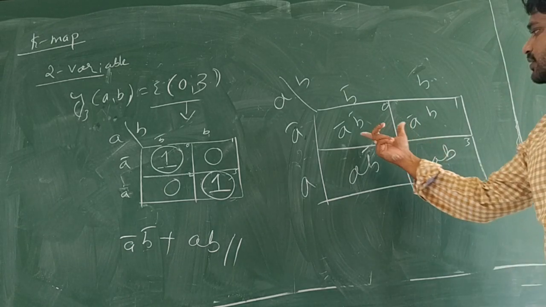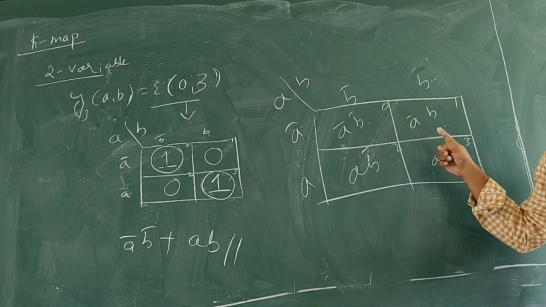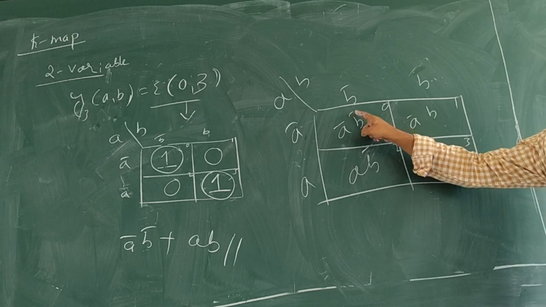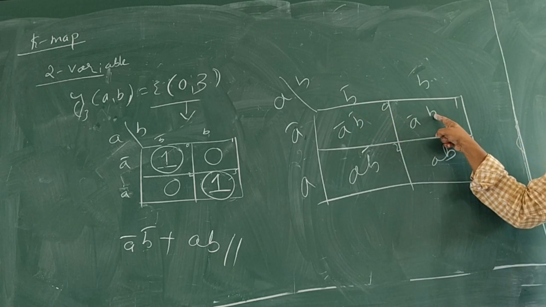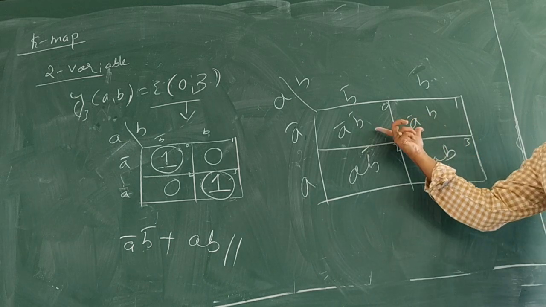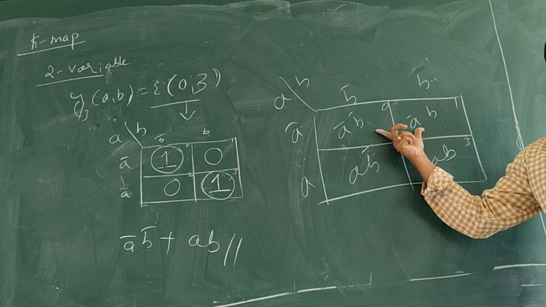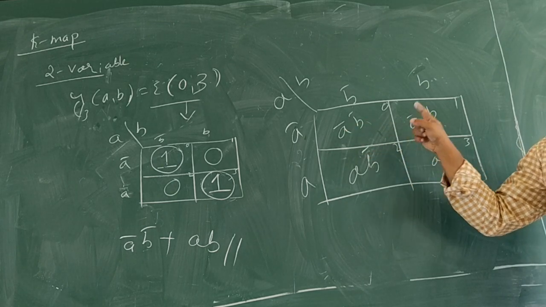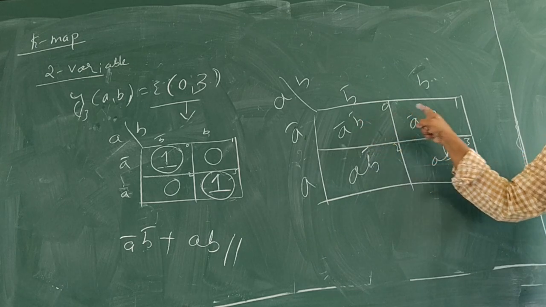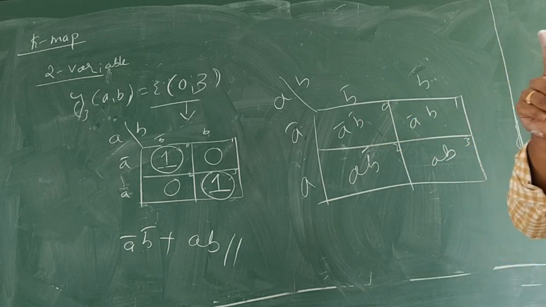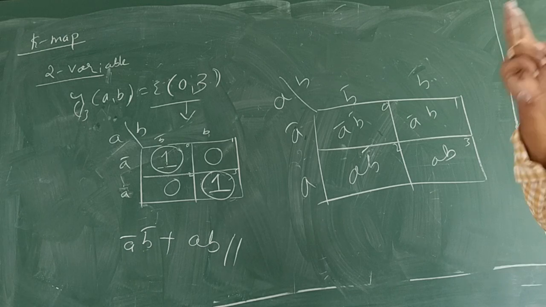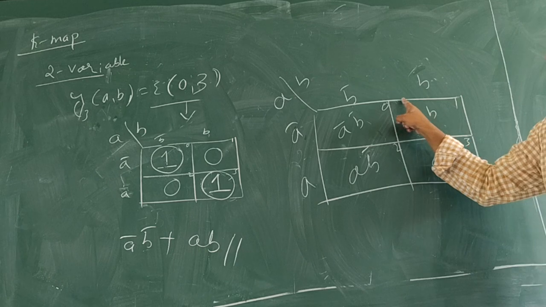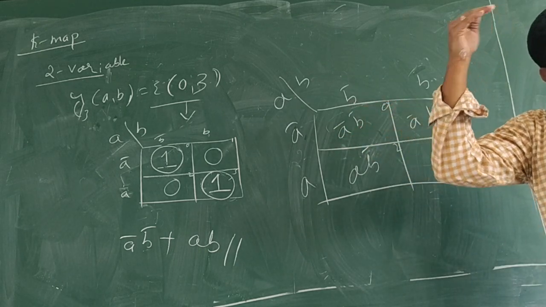See here, check this and this. One variable difference. What is here? A bar, B in complement. What is here? A in complement, B in direct format. So between these two, how many similarities and how many differences? A bar is the same, so one same. B bar and B, one difference. So there should be exactly one difference. 2 differences, 3 differences, not allowed. Is it clear? So hence we can put a cover like this, allowed.